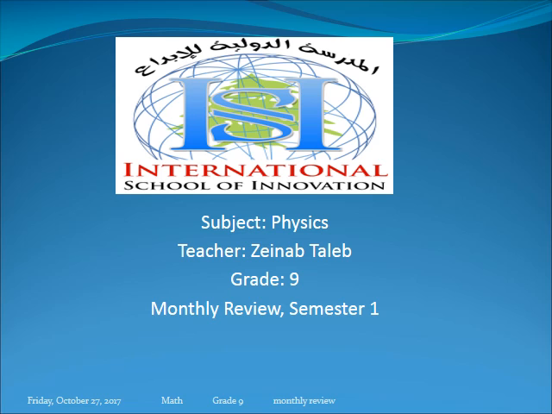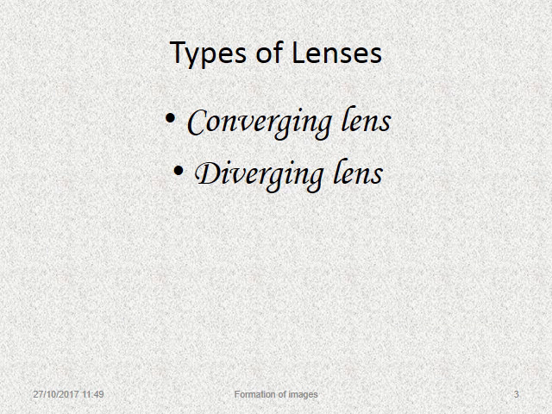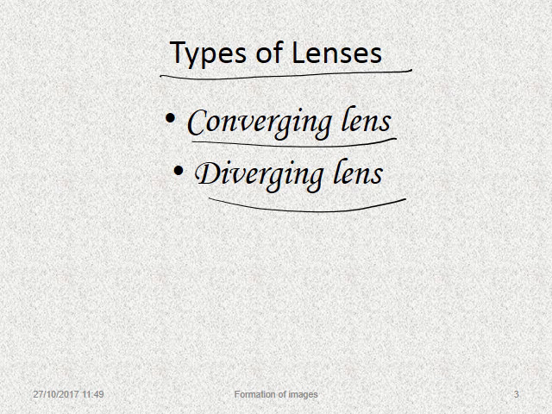Monthly Review, Semester 1, Physics. First, we begin with lenses. We have two types of lenses, converging lens and diverging lens.